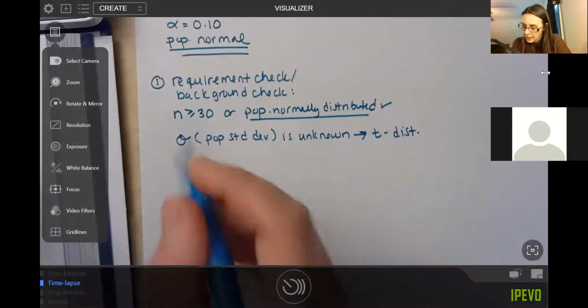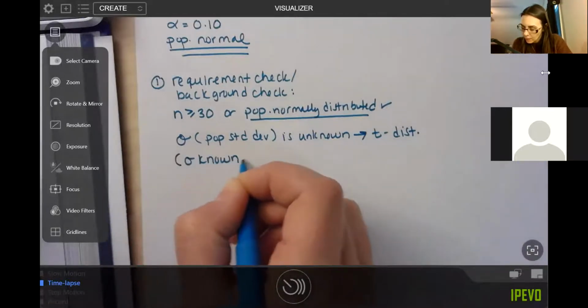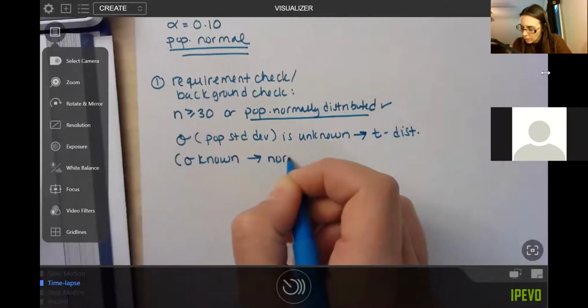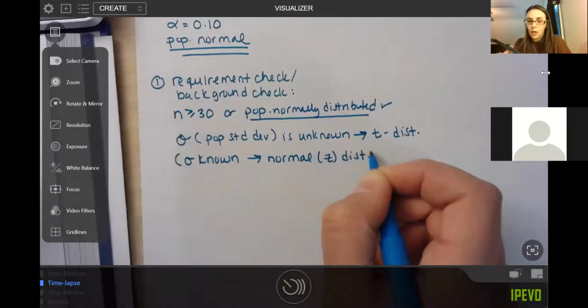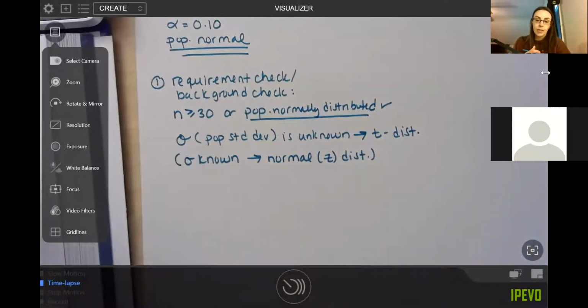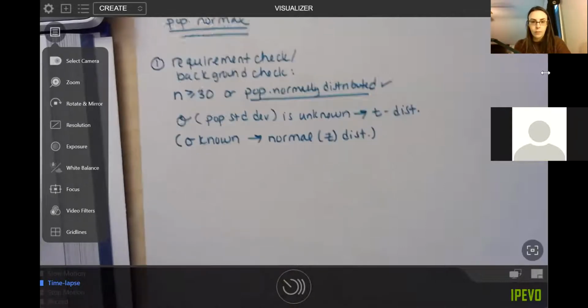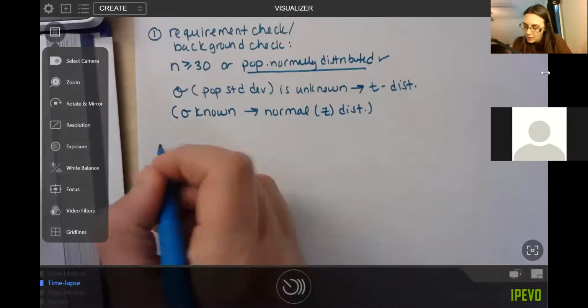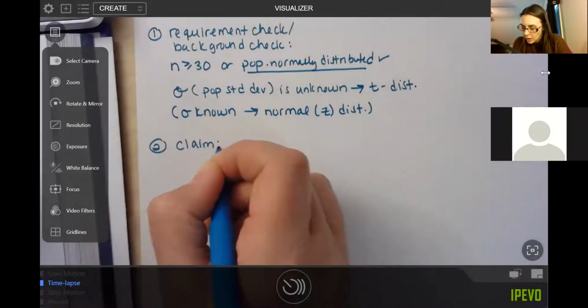Okay, so again, as a side note, if sigma is known, then you're using the normal or the z distribution. And that's also true for confidence intervals in chapter 6, as it is for hypothesis testing in chapter 7. So you have the same distinctions there. All right, once you've done that, you're going to go ahead and set up your claim and your two hypotheses.